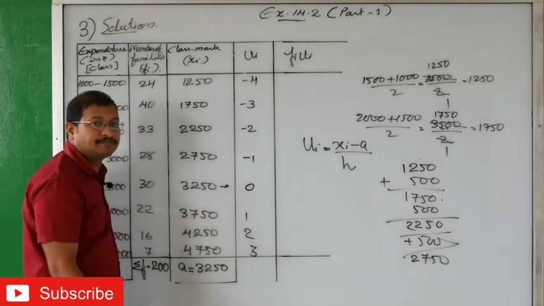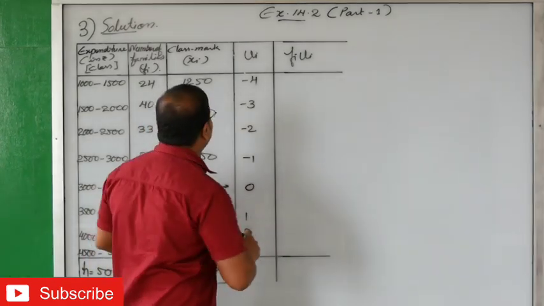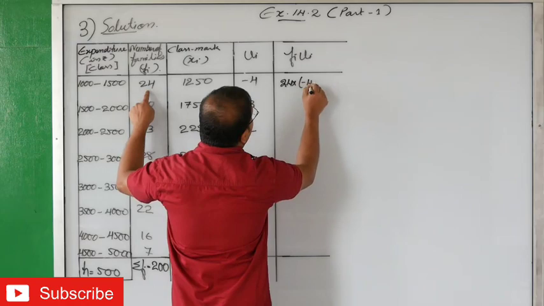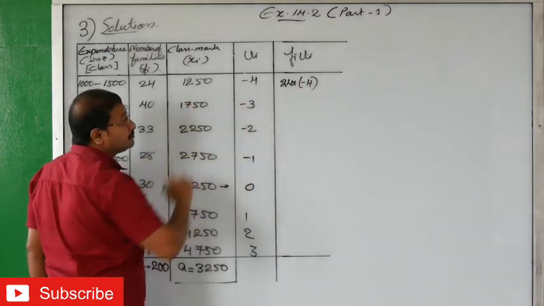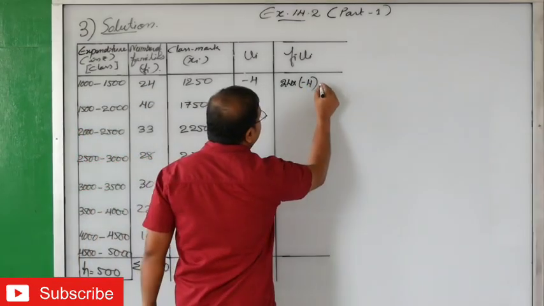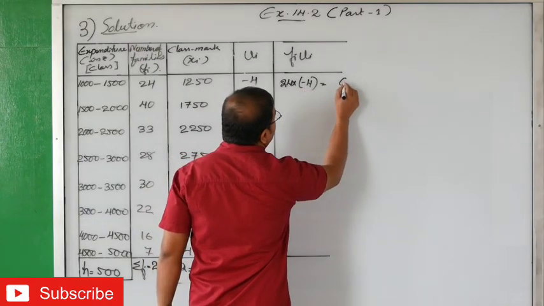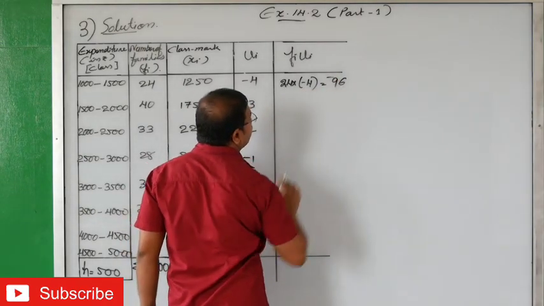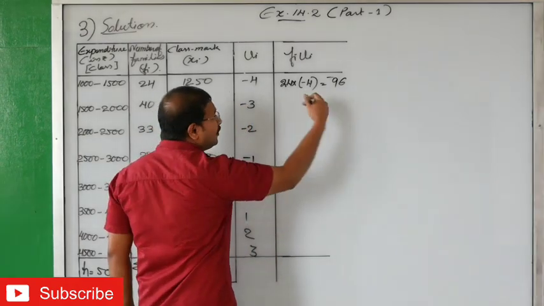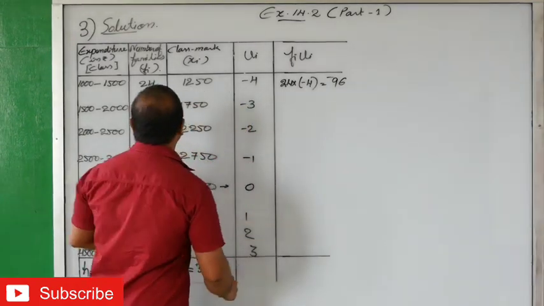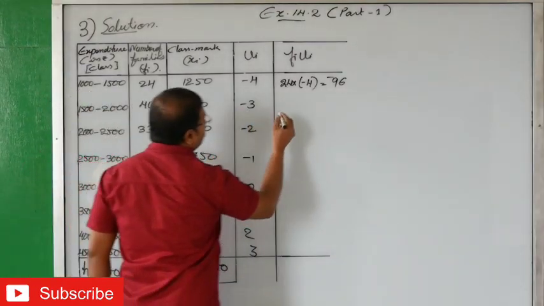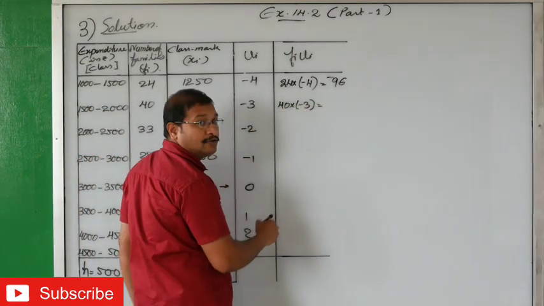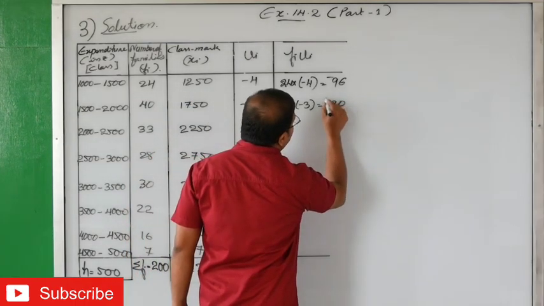Okay, next step. Now fi ui, frequency: 24 into minus 4. See this 2. Isn't it? So what you will get? We will multiply. 4 4s are 16, 1 in hand. 4 2s are 8 plus 1, 9. 96. Minus 96. Otherwise 24 into 4 you multiply and check it. Ready? Next step. 40 into minus 3. 4 3s are 12. That means 120. Of course minus 120.